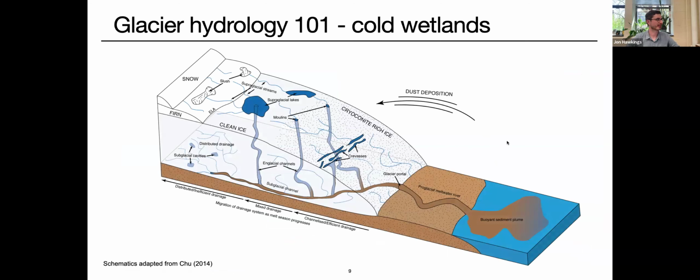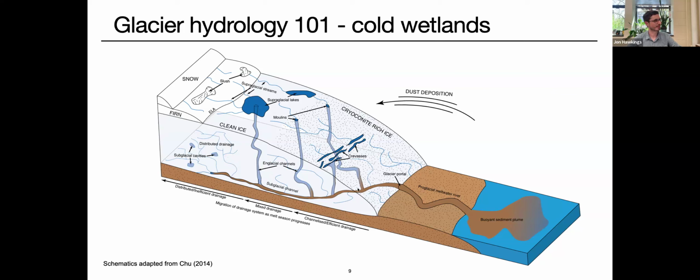So here's my very quick Glacial Hydrology 101. This is a schematic I adapted from Chu in 2014. This is pretty much what a Greenland ice sheet catchment looks like if you cut it open, or our conceptual idea of what it looks like.